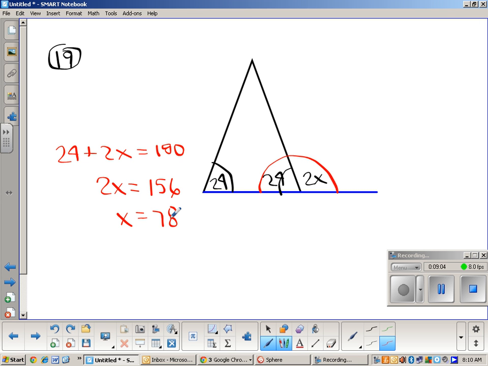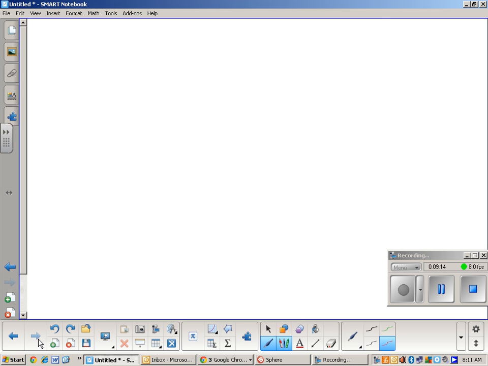No questions on 9? Okay, page 10. Find the distance between the pair of points. What number was it? 22. What were our two points? 1 and 2, and then 6 and 3. 6, 3? Yep.